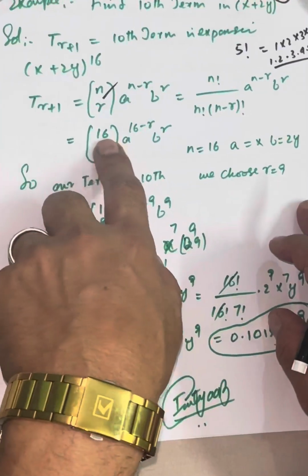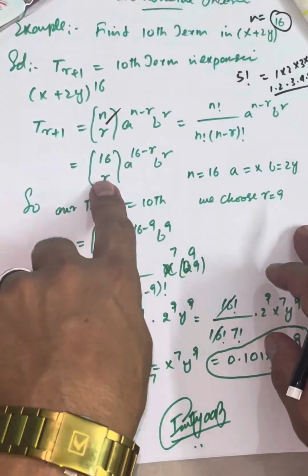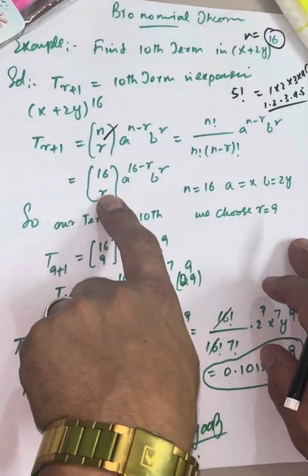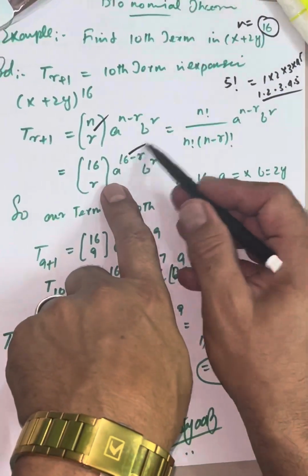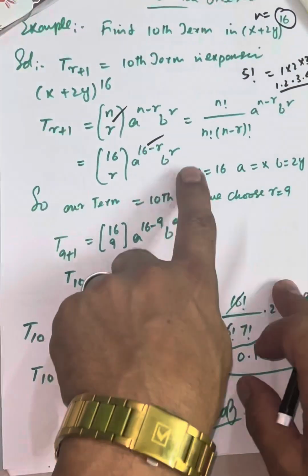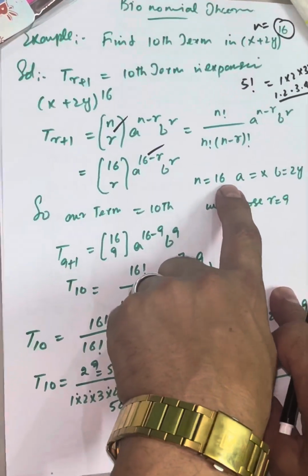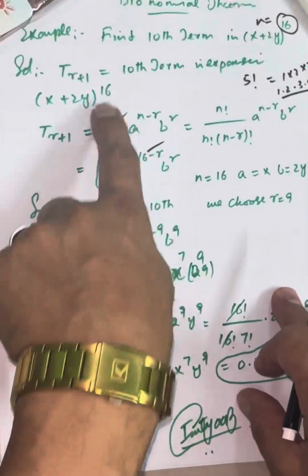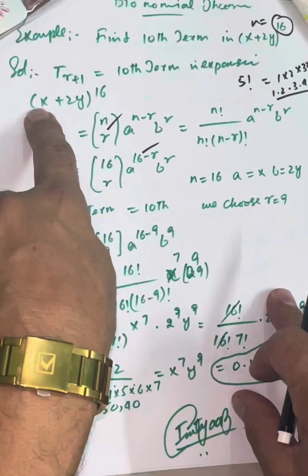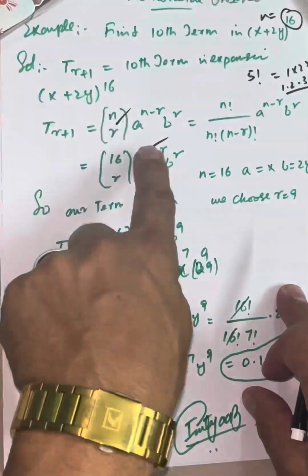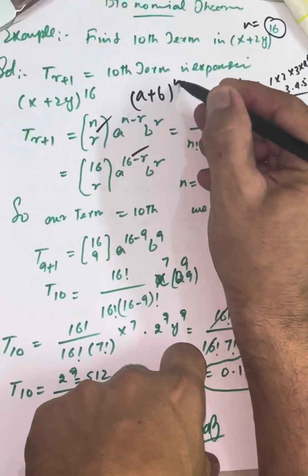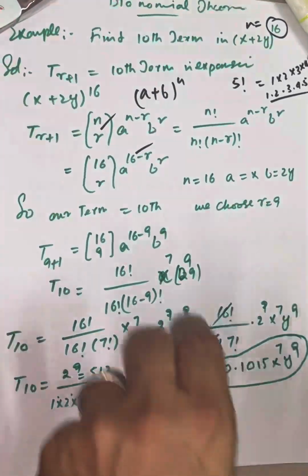So here we have 16 as our n, in the general term n choose r. So 16 over 16 factorial r factorial, a becomes 16 minus r, and b to the r. So n is equal to 16. The power, a is equal to x, and b is equal to 2y according to the binomial series a plus b to the n. This is the binomial.